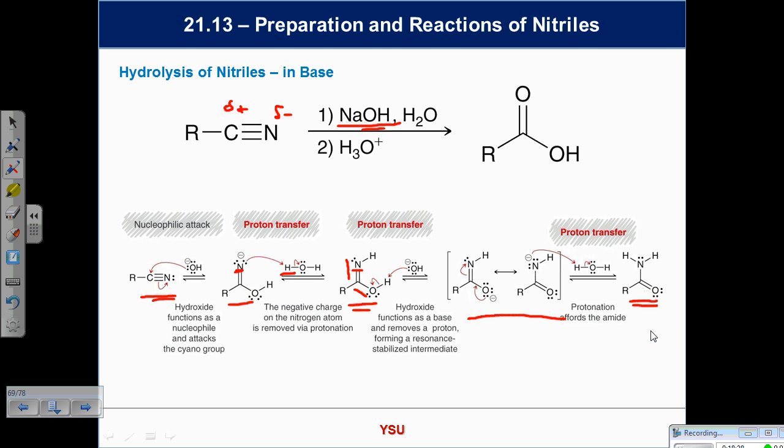And it's absolutely essential that you see this because it's showing up a lot now. That's the base-promoted reaction of a nitrile with carboxylic acid. So let's take a second here and just think about this.